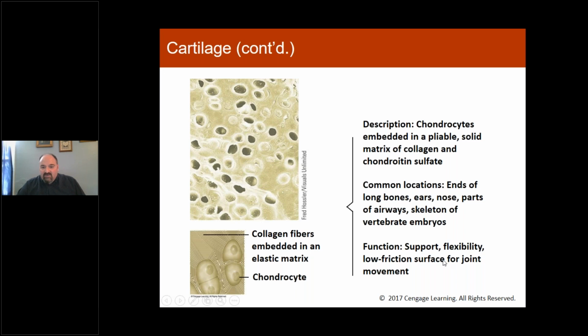Support, flexibility, low friction surface for joint movement. In other words, they allow for joints to move. At the ends of bones, there's cartilage present. We call that articular cartilage, that allows for these bones to move very smoothly without rubbing bone on bone. The cartilage prevents that. The cartilage is the cushion for that. And so here you're seeing also a higher magnification. Here's the chondrocytes, and here's the extracellular matrix, where you're not seeing the cells.